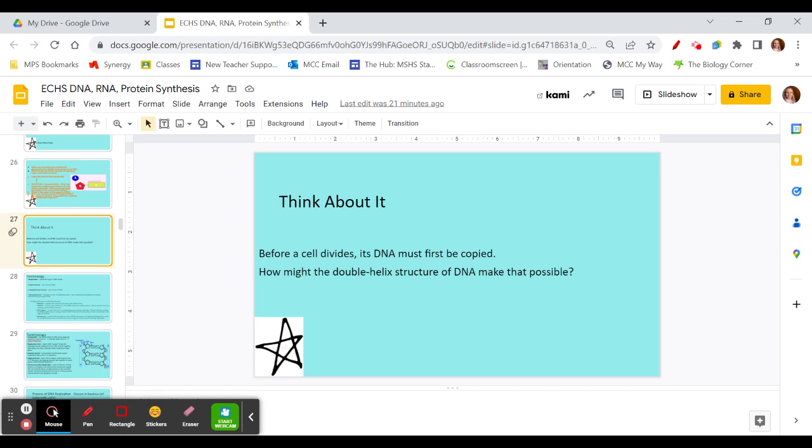So now that we have a background on the structure of DNA, the nucleotides, the nitrogenous bases, the double helix, how might that double helix structure make it possible for DNA to go through replication? So go ahead, get your answers into the Edpuzzle box, and then we will continue on.